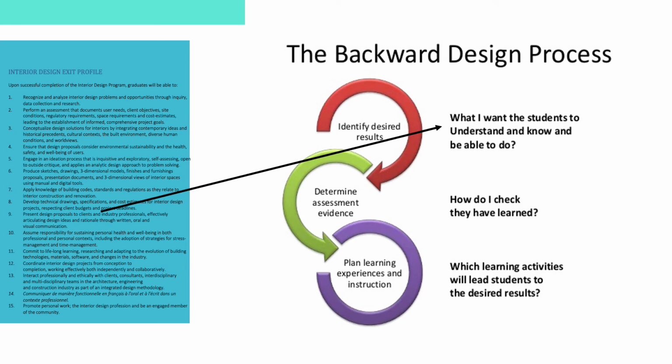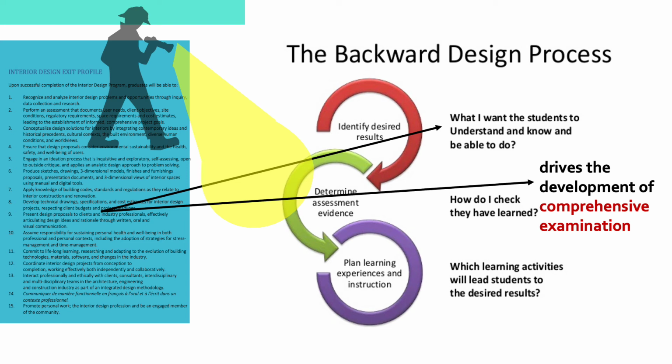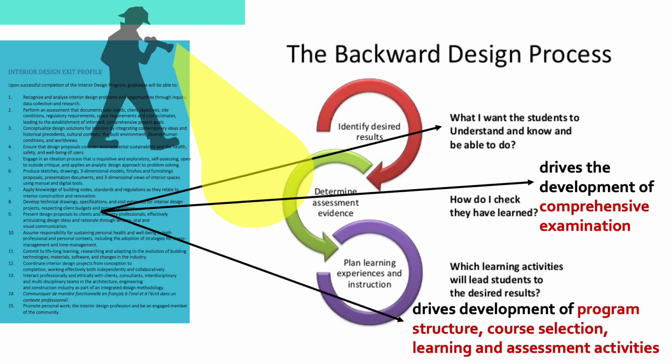Now that we know what results we expect from our students, what they should be able to do at the end of the program as described in the exit profile, we can now develop a comprehensive examination that can measure whether students have achieved the learning outcomes, and we can do so even before creating the program that will get them there. The next step is to develop the program structure, select the courses, and then the faculty will develop learning and assessment activities. All of these are driven by expected results.